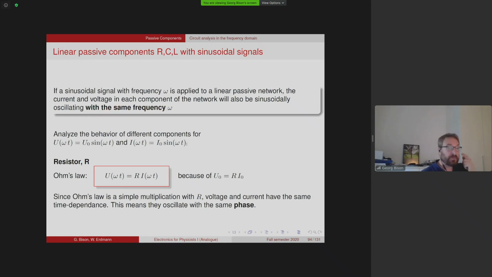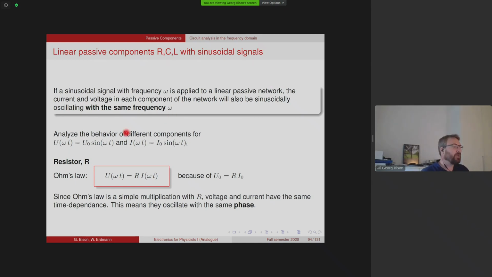This is not true if you, for example, send a voltage through a diode, which has a complicated characteristic curve. Then it will produce all kinds of frequencies. So for a linear component, if we have a sinusoidal input signal with a given frequency, then current and voltage in each component of the network will have the same frequency. And this makes it easy to describe the whole network simply for this one frequency component. So there's no mixing between different frequency components.